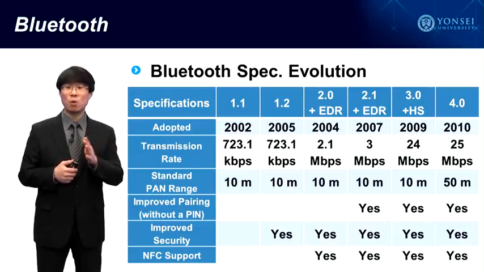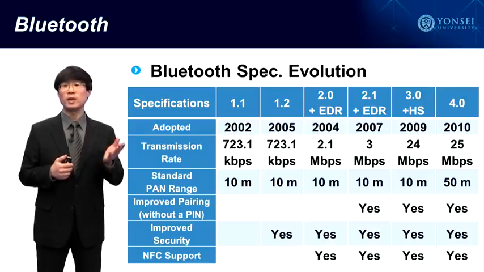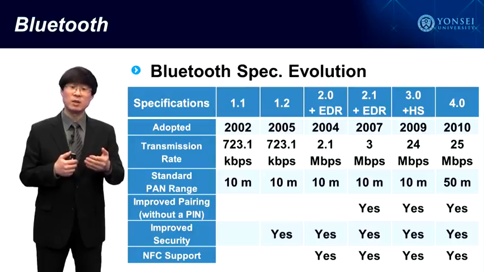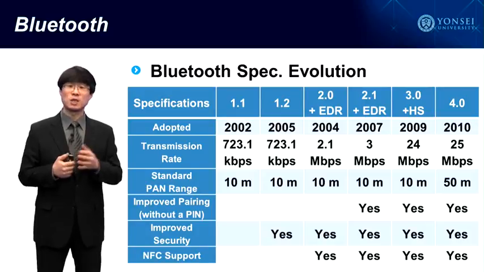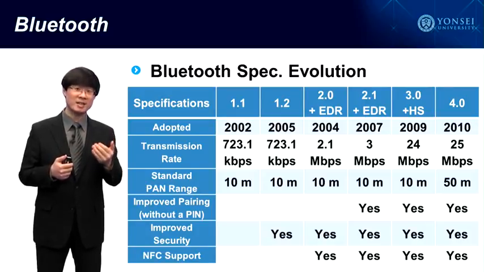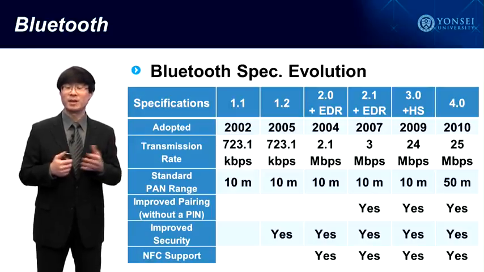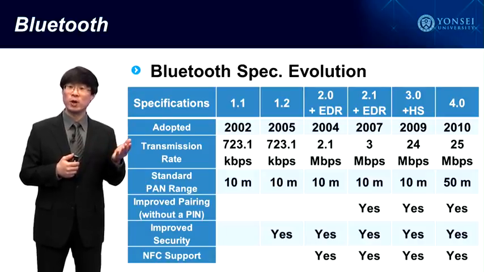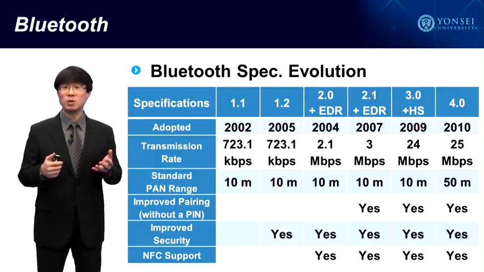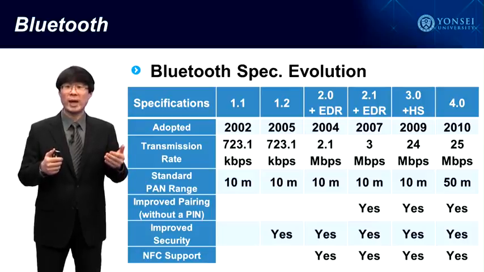Now, moving a little bit more, going to 2.1, with EDR capability added, now we can reach the 3 megabits per second data rate range. And also, this is when improved pairing, without using your PIN, is enabled. As we reach 3.0 and the added plus HS capability, now we can reach 24 megabits per second speeds. And going to 4.0, which was released in 2010, we can reach 25 megabits per second, and also the standard personal area network range is extended.